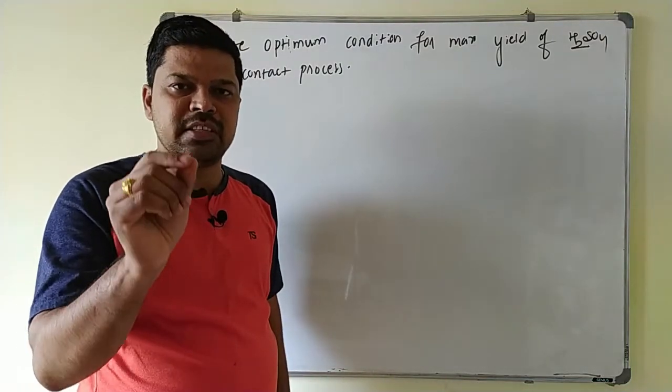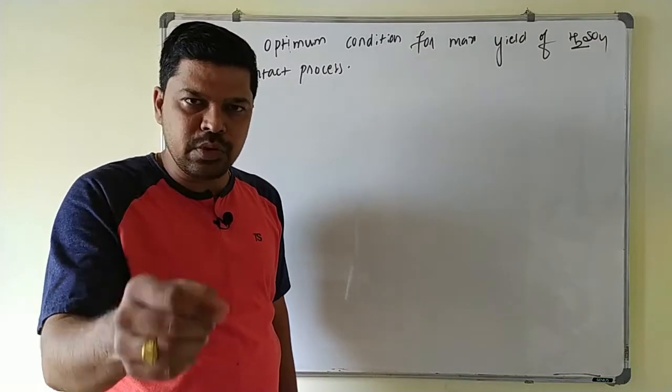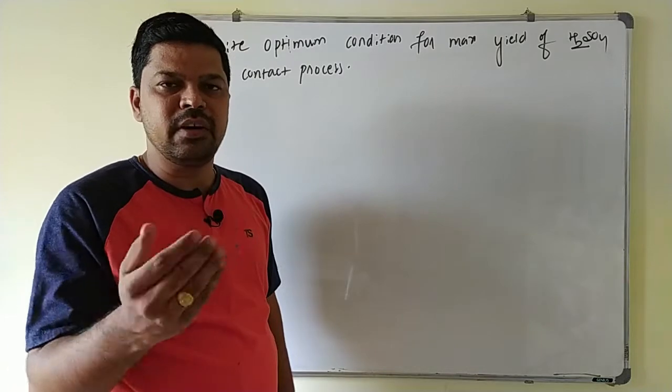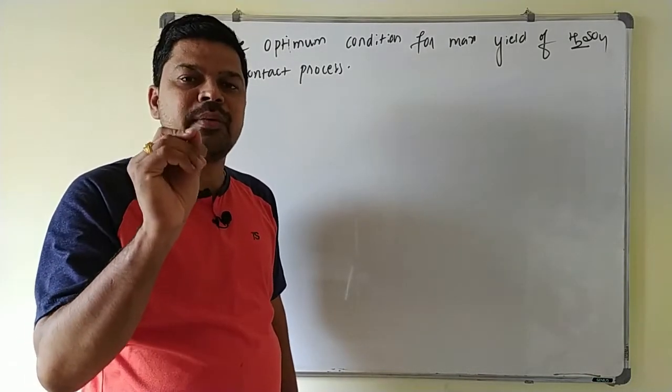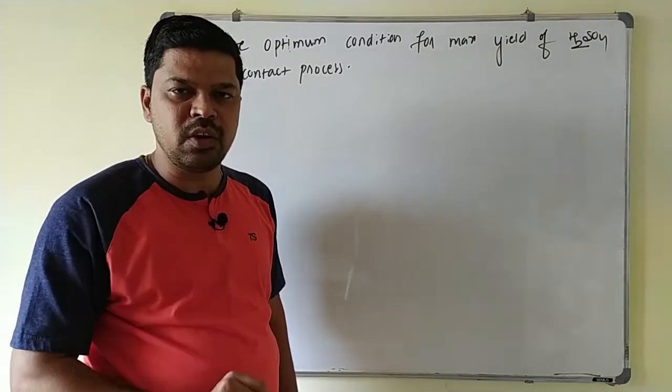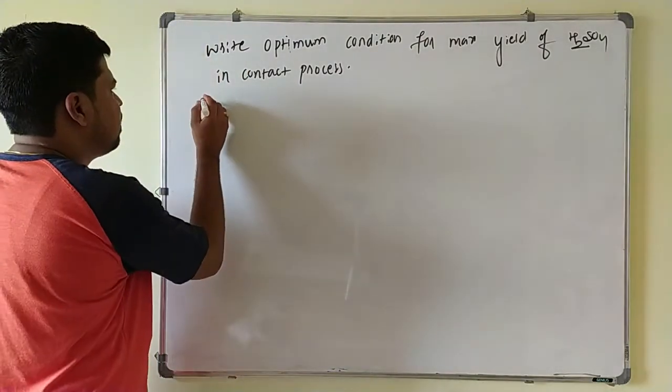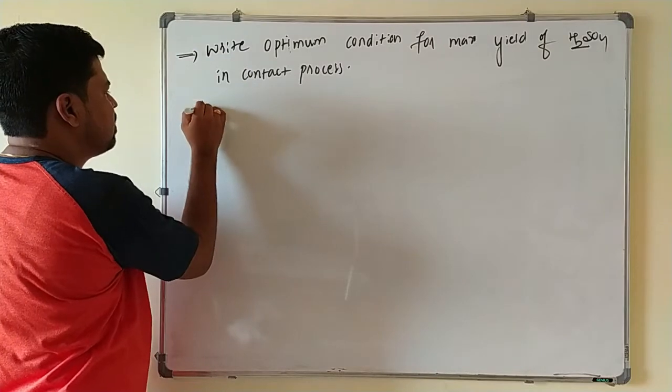So here one point you have to remember, in the manufacture of H2SO4 by the contact process, the formation of SO3 is important. Once you get that SO3, just by adding to water or by absorbing in H2SO4, you will get H2SO4. So the key step in the manufacture of H2SO4 is the formation of SO3 here. First point we will write. For this question we will write the answer.